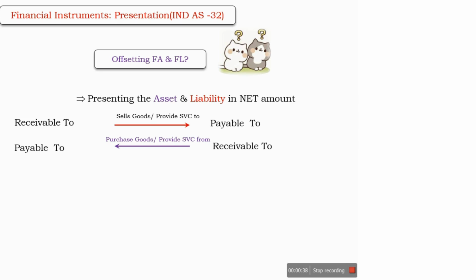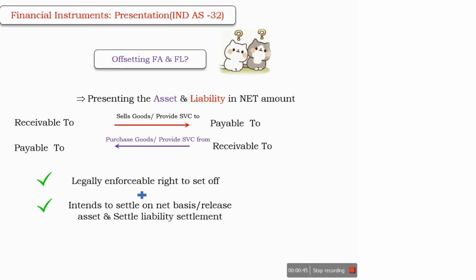So in this case, Ind AS 32 prescribes that if we have a legally enforceable right to set off and we have the intention to settle on a net basis, in that case, we must offset the financial asset and financial liability.